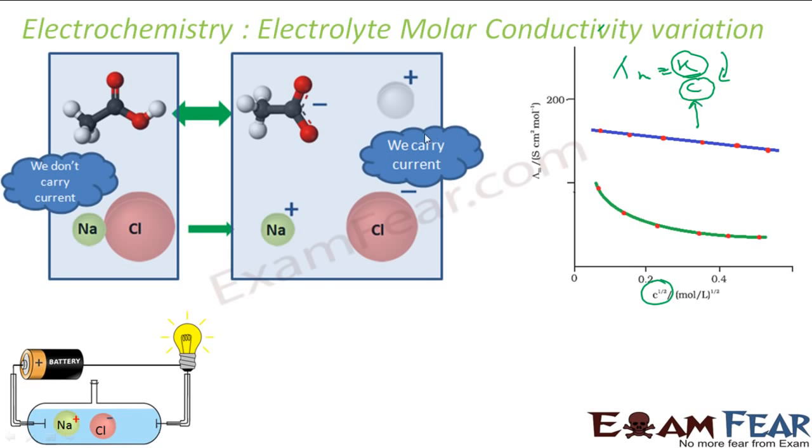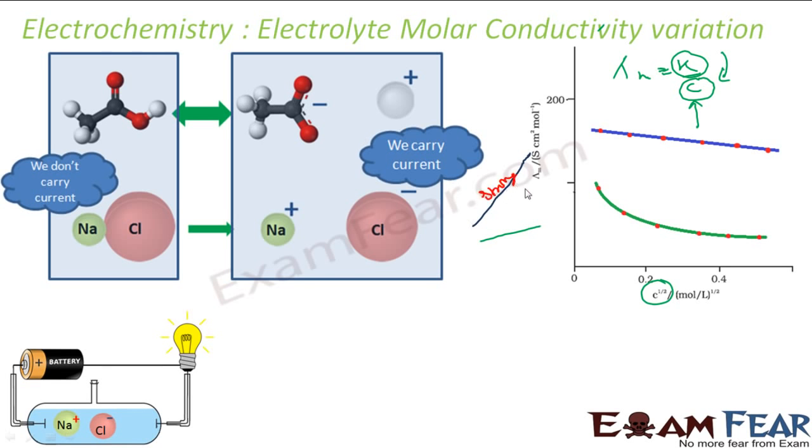So we have seen for strong electrolyte and weak electrolyte. For strong electrolyte, let me just draw first. This was for the weak electrolyte in the green color, and this was for my strong electrolyte.